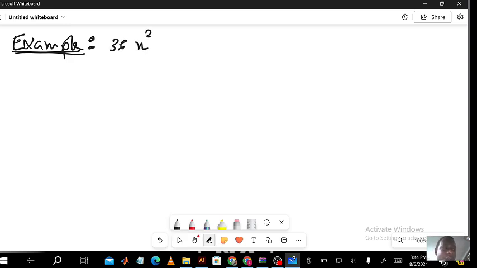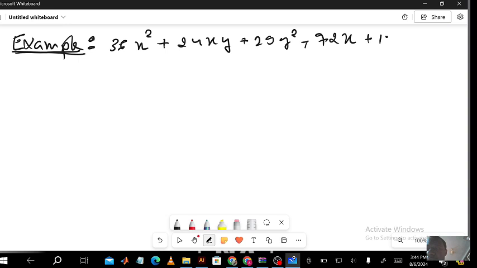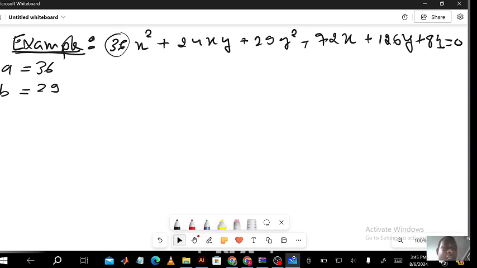36x squared plus 24xy plus 29y squared minus 72x plus 126y plus 81 equals 0. First of all, we have to determine the value of a. As we know, the value of a here is going to be 36. The value of b here is going to be 29, because it is the coefficient of the y squared. Now the value of c, as we see, is the constant, which is 81.